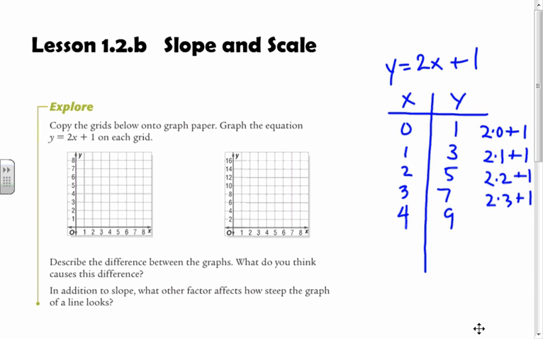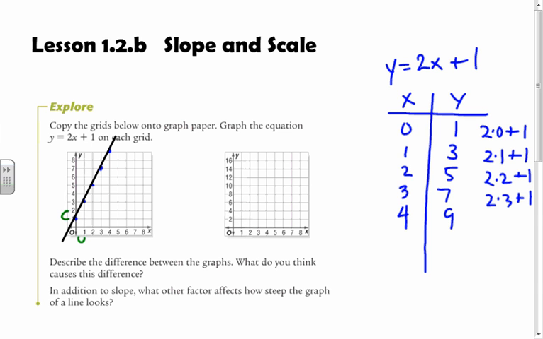So I'm going to graph them on the first graph here, and I get 0, 1, 1, 3, 2, 5, 3, 7, 4, 9. And if I connect those dots to show all the points that follow that relationship, the line would look something like that. Okay, and notice that the scale of that graph just goes up by 1 on the x-axis and also up by 1 on the y-axis.